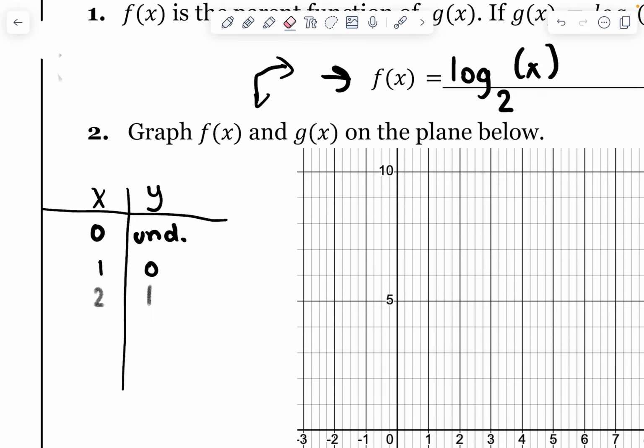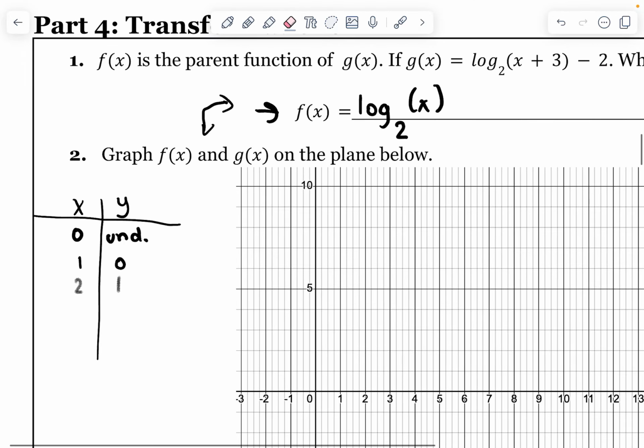Usually it's enough if you have those points. You could keep going if you want a little bit more exactness in your graph or to make it look better. You could do 3. So log base 2 of what is going to give you 3? That doesn't work. But 4 will work. 2 to the what power is 4? 2. So when your input is 4, your output is 2.